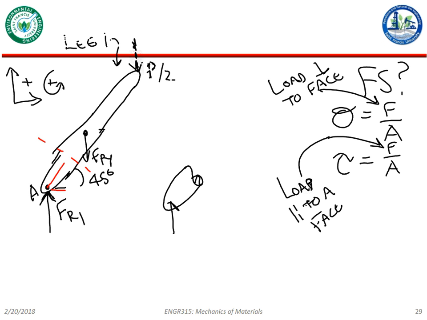Know that FR1 is here. If FR1's there, that means there's some component of it going that way as well as that way, right? And to balance that, we need some set of loads like that, some internal loads like that, if we're going to sum forces based on the direction that we've written all of these and have them sum to 0, correct?